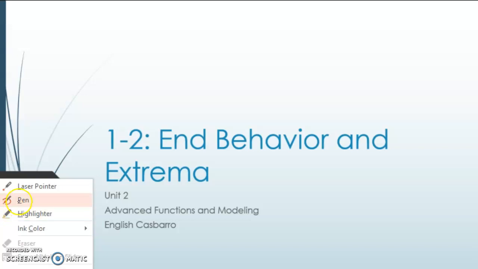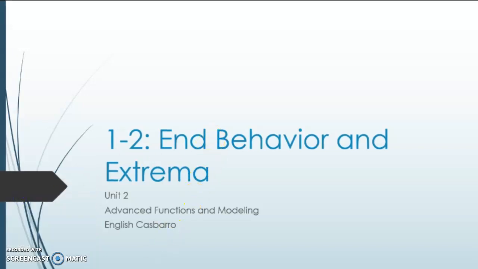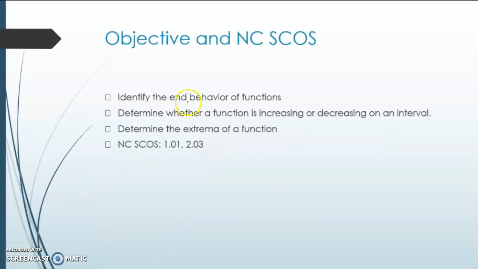So the first thing we need to understand is what those words mean. When you're talking about end behavior of functions, you're talking about if you've got a graph going like this, what is it doing on the ends? That's at the end of it, and that's at the end of it. So what is it doing on the end? Is it pointing up? Is it pointing down?